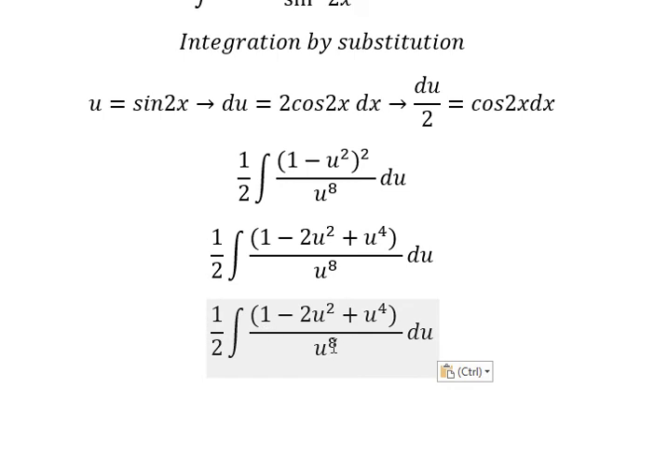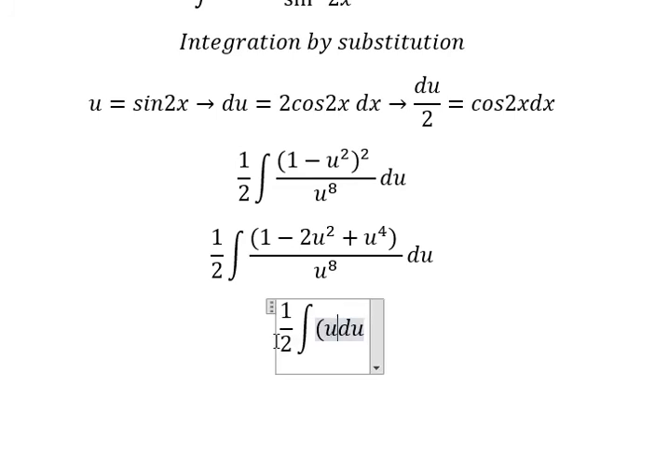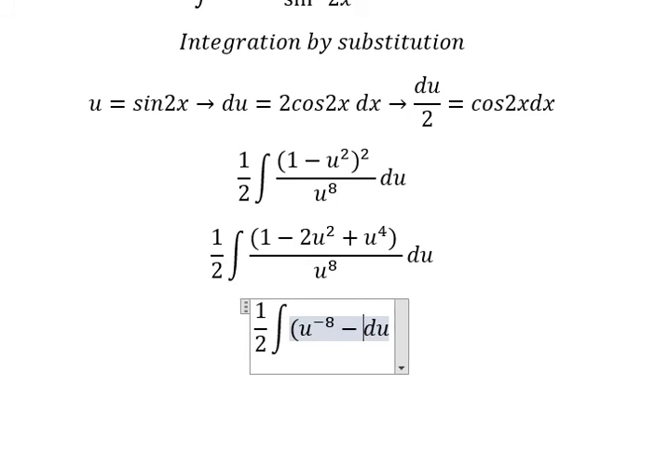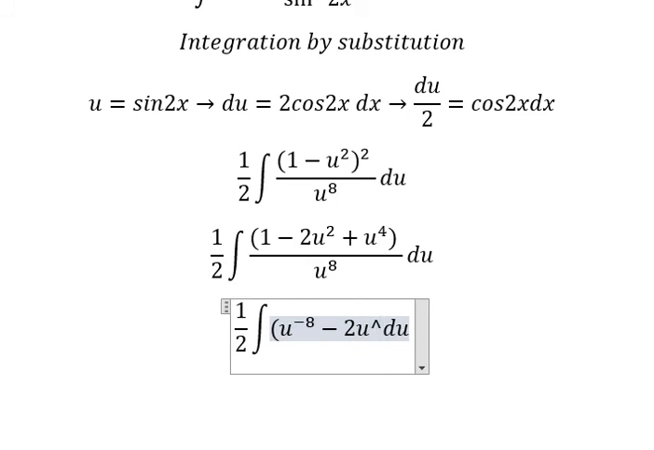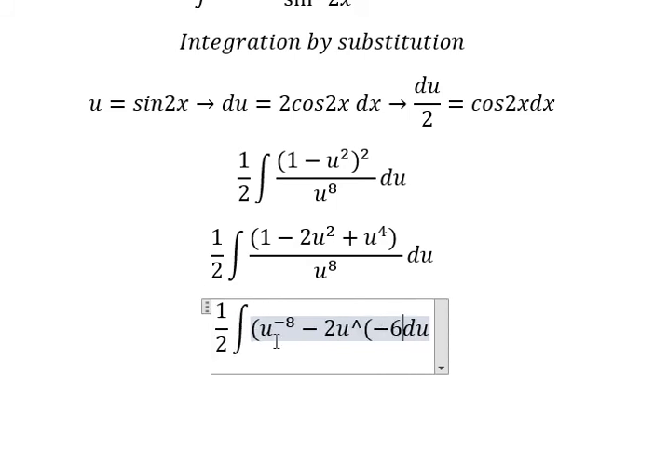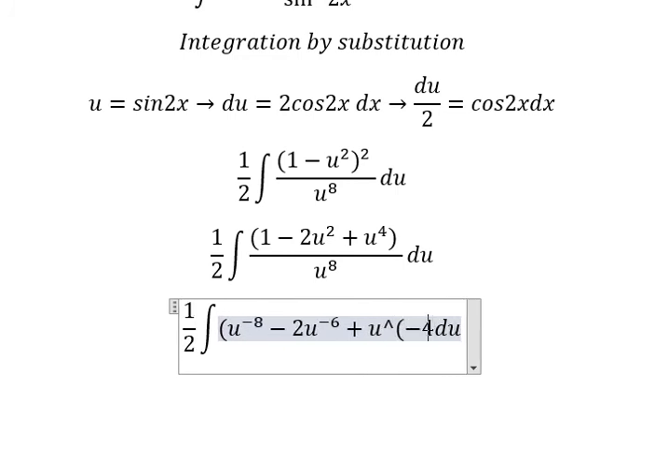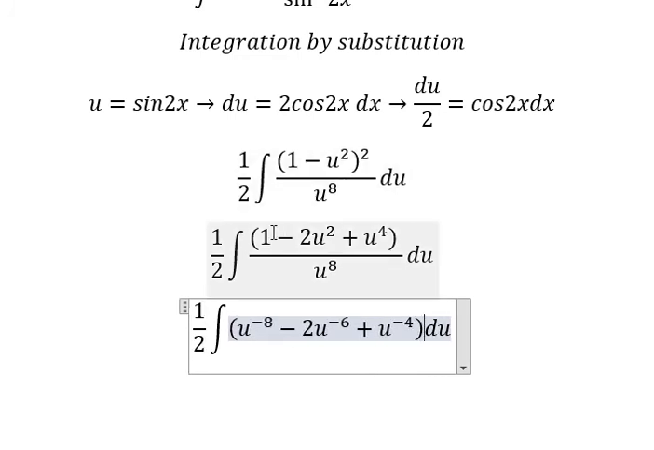So 1 divided by u to the power of 8, u squared divided by u to the power of 8, and so on. So we will have u to the power of negative 8 minus 2u to the power of negative 6 plus u to the power of negative 4. Because 2 minus 8, you get negative 6. 4 minus 8, you get negative 4.